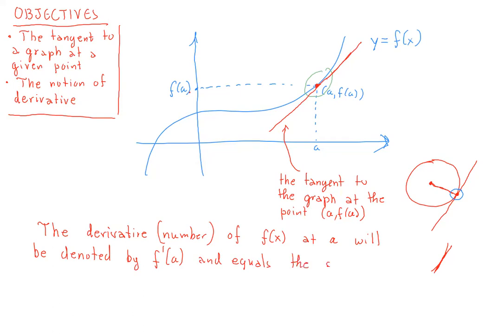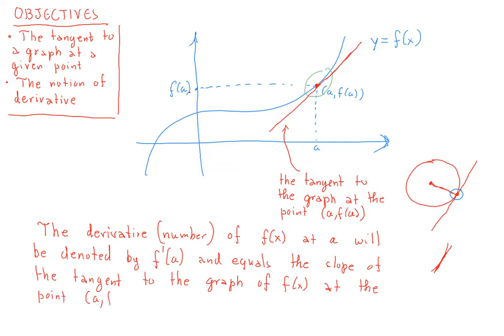the slope of the tangent to the graph of f of x at the point A comma f of A.